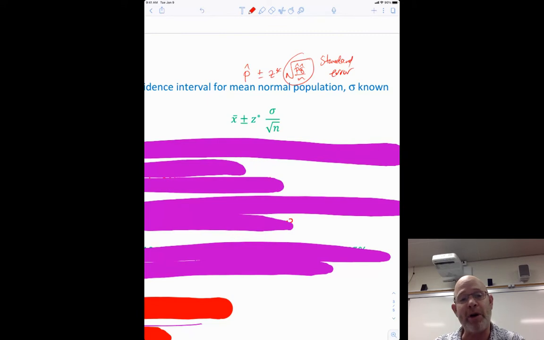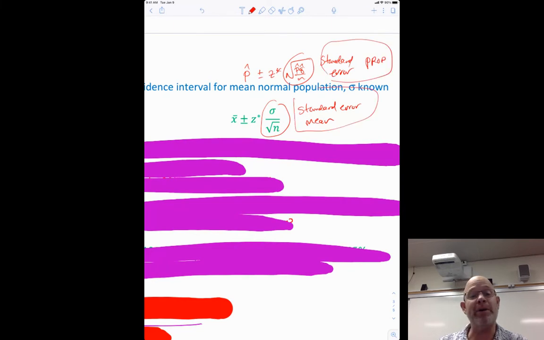So we start with x bar. That's our sample average, x bar, plus or minus our critical value, found the same way it was for the proportion, and then standard deviation of the population divided by the square root of n. This is also called standard error, but it's standard error for a mean, right? So this is standard error for a mean, and this is standard error for a proportion. All these formulas are on your note sheet, by the way, also. So that's it. I'm going to do an example here in just a second.